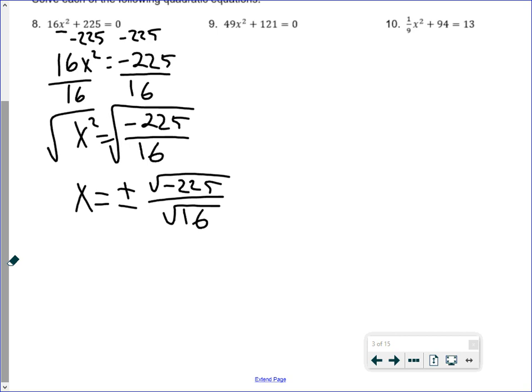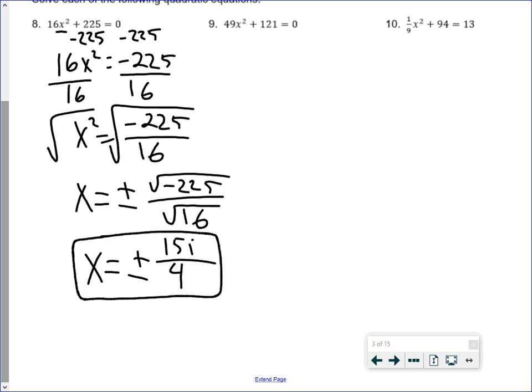Okay? So your x equals plus or minus the square root of negative 225 all over the square root of 16. The square root of negative 225 is 15i, since the square root of 225 is 15, and you get the square root of a negative 1 in there as well, which is i. So our answer is x equals plus or minus 15i, and the square root of 16 is just 4, and that's what we get. x equals plus or minus 15i all over 4.